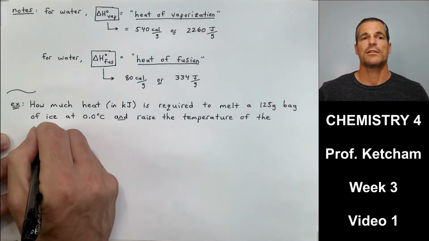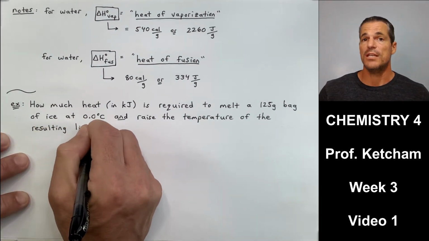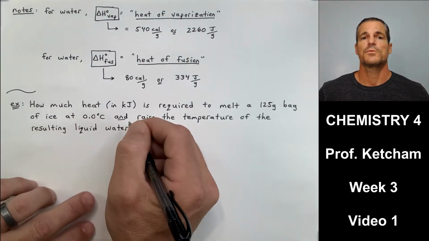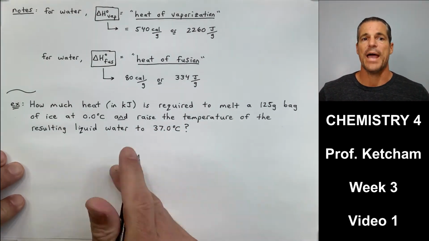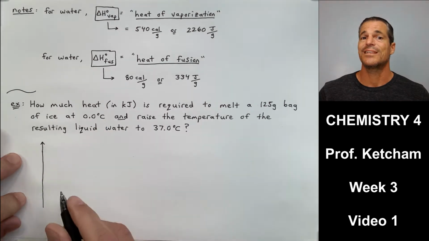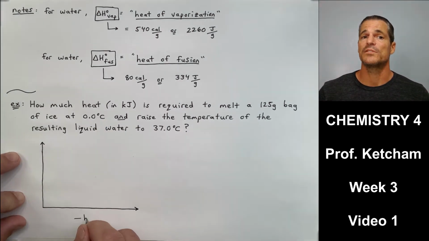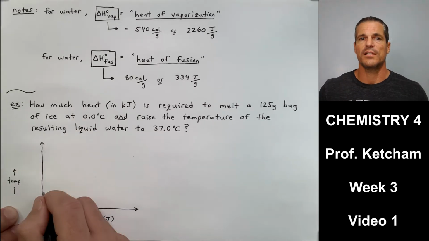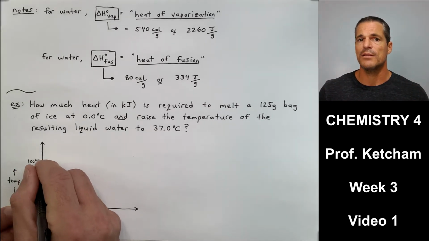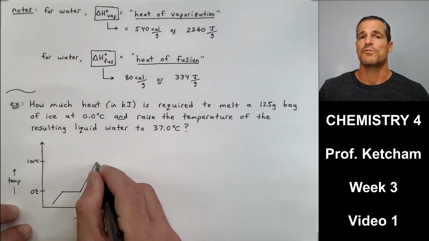All right, now let's take a look at an example. How much heat in kilojoules is needed to melt a 125 gram bag of ice at 0 degrees Celsius and then also raise the temperature of the resulting liquid water to 37 degrees Celsius? Two things here. First, I'm doing a change of state, and then I'm raising the temperature after I've changed the state.